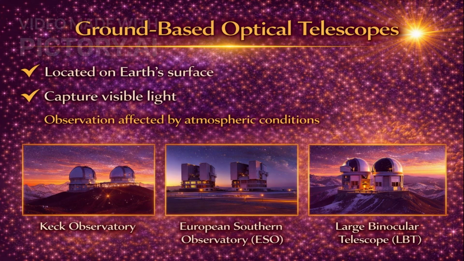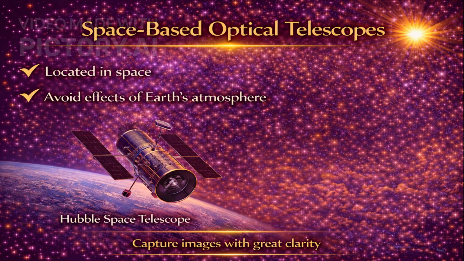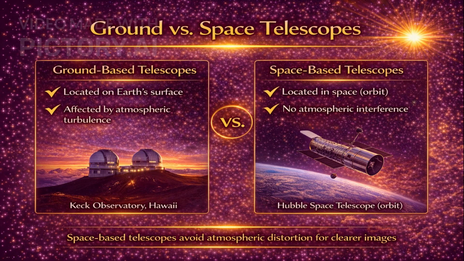Ground-based optical telescopes are located on Earth's surface, capturing visible light but are affected by atmospheric conditions. Observatories like Keck and ESO are prime examples. Space-based optical telescopes, like the Hubble Space Telescope, are located in space to avoid atmospheric effects, capturing images with great clarity. Ground-based telescopes are affected by atmospheric turbulence, while space-based telescopes avoid these distortions, providing clearer images.